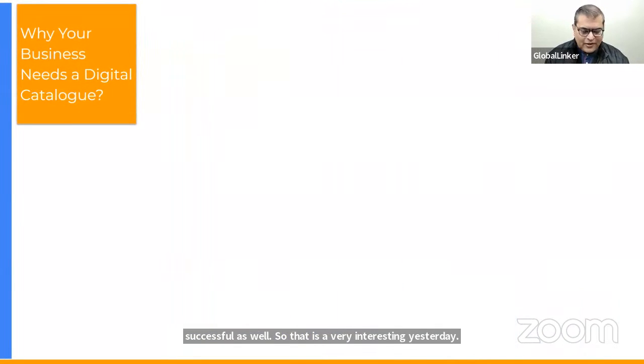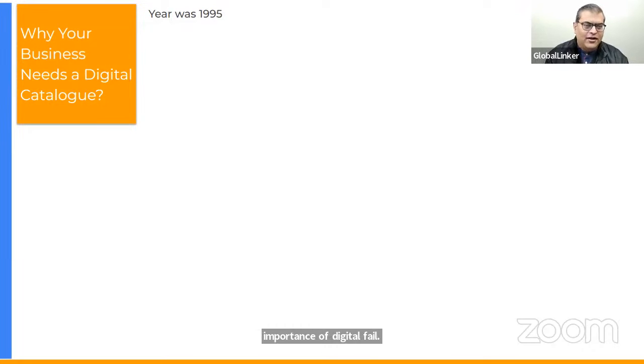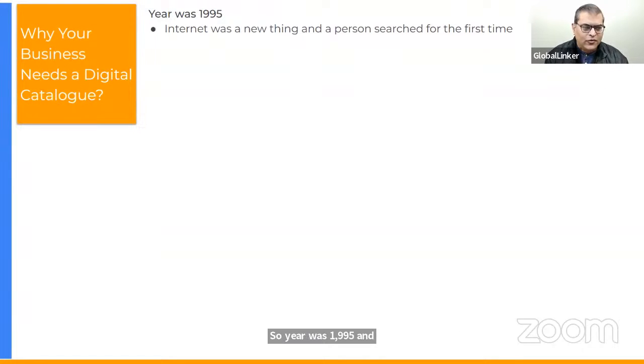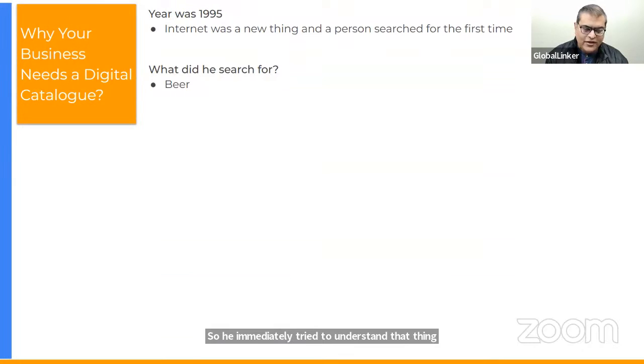Now, moving on, I'll share one more case study and a few other examples wherein organizations that have not realized the importance of digital have failed. The next case study is about another gentleman who realized the importance of digital. The year was 1995, and the internet was a new thing at that time. The person was visiting the US, and his friend introduced him to the internet. He immediately tried to understand it, and he searched for the first thing, which was beer, and was able to find some results.